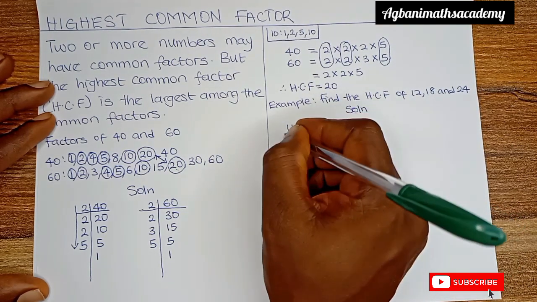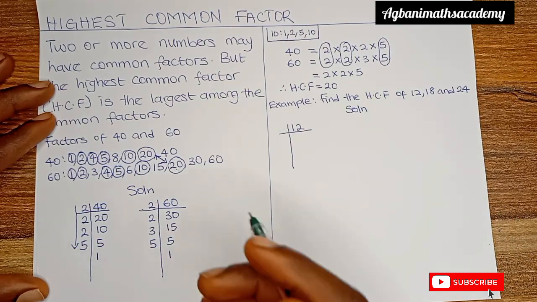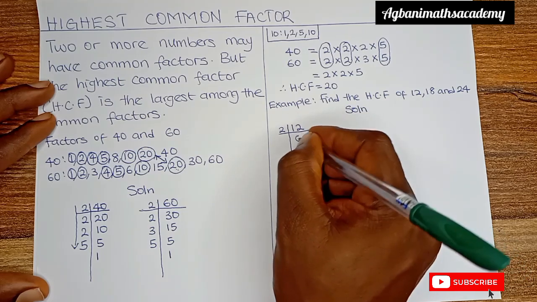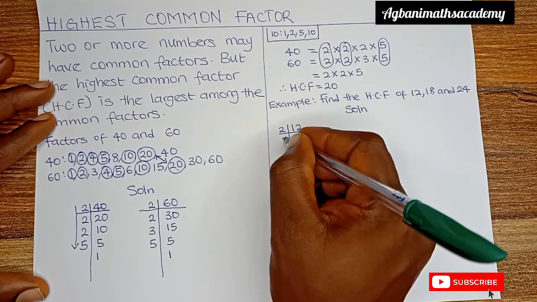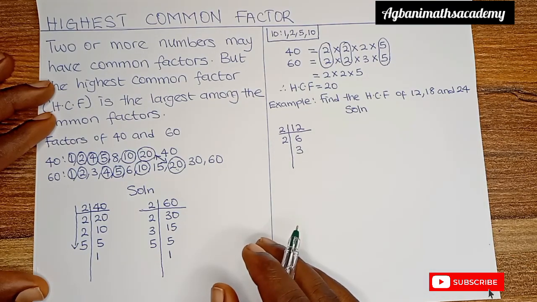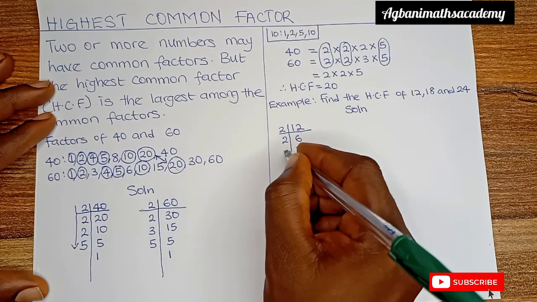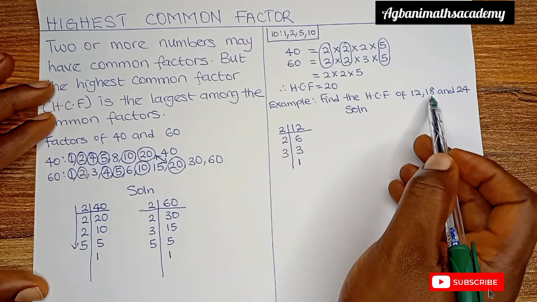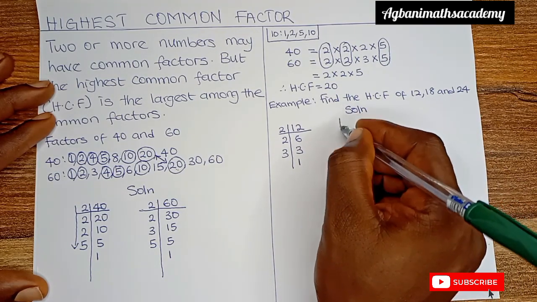12 here. What is the smallest number that can divide 12 without leaving a remainder? The answer is 2. 12 divided by 2 is going to give us 6. 2 can still go, so we have 2 here. 6 divided by 2 is going to give us 3. 2 can no longer go, so we step up to 3. So 3 here. 3 divided by 3 is going to give us 1. So the next number we look at is 18.